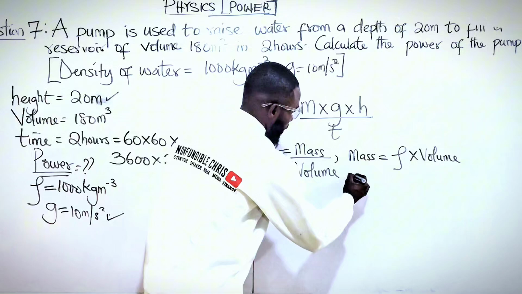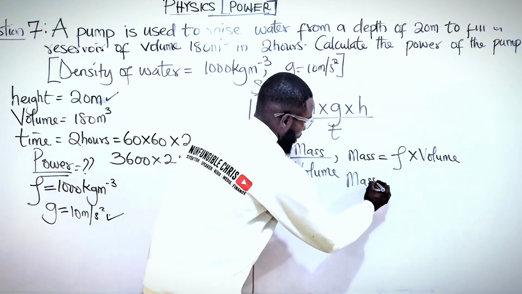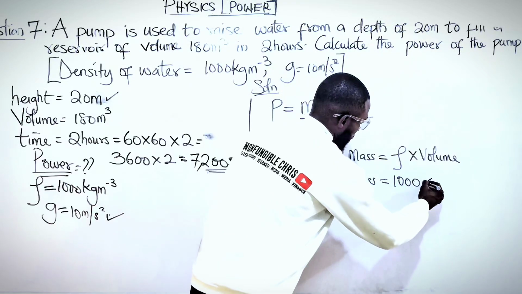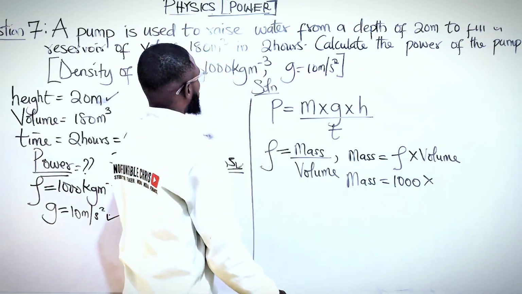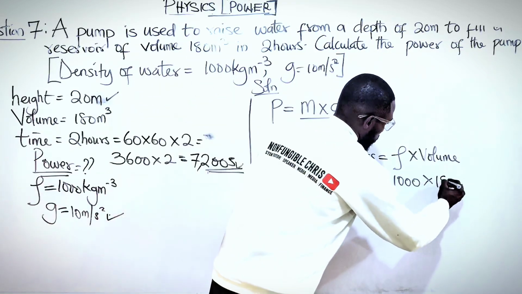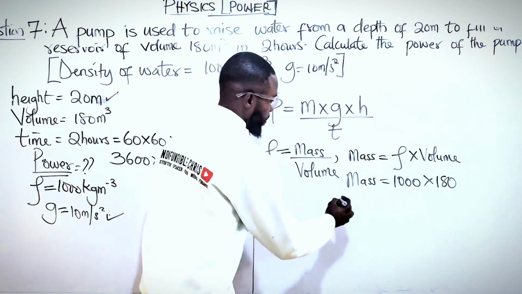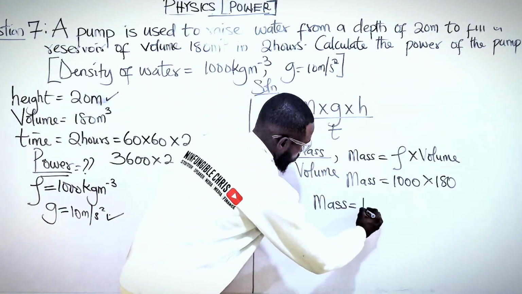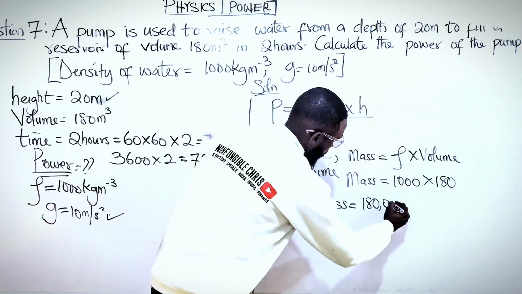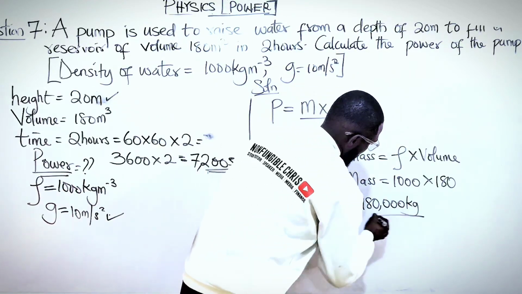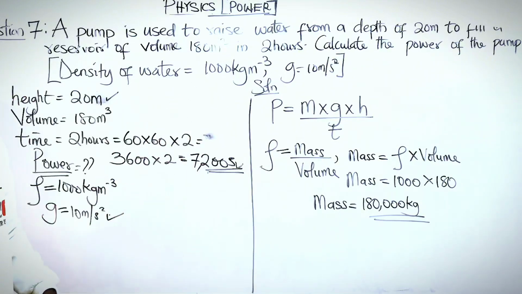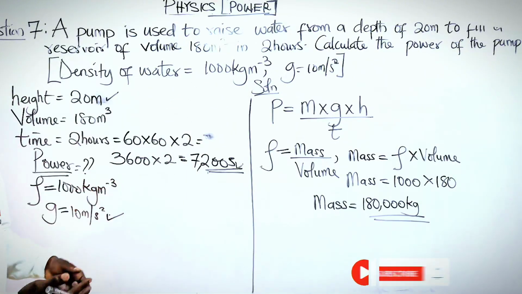So if we do that, our mass is going to be 1,000 times our volume, which is 180. If we multiply that, our mass is going to be 180,000 kilogram. Now we've got the value for mass. Our job is just to plug it in, and we've gotten our answer.